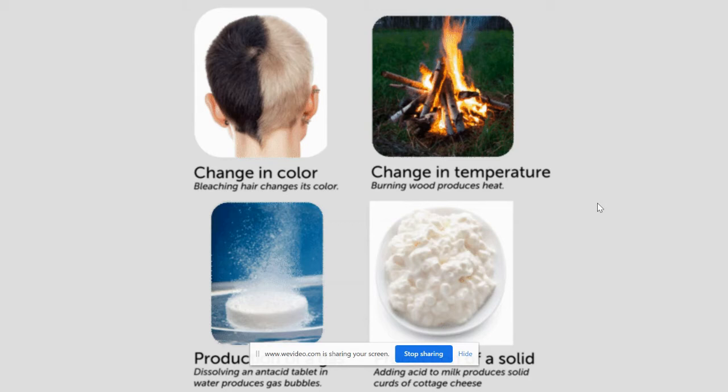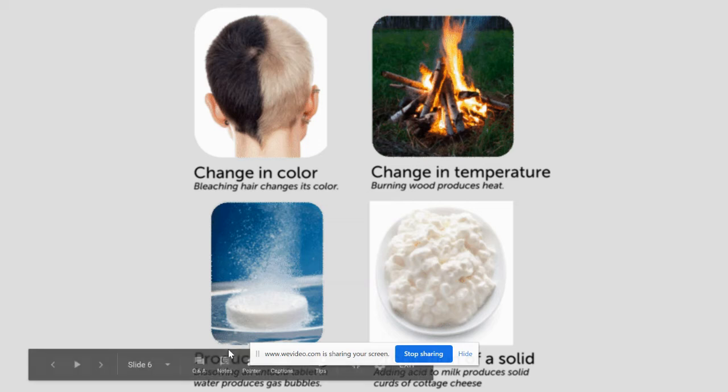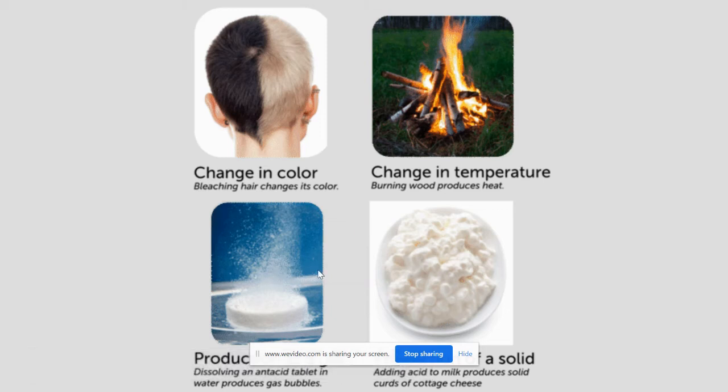So some of the physical properties show change in color. Somebody bleached their hair and that changes its color. So that shows that a chemical reaction has occurred. We can see a change in temperature, but burning wood produces heat. It produces a gas. So Alka-Seltzer and water, that's a chemical reaction. It produces gas bubbles.